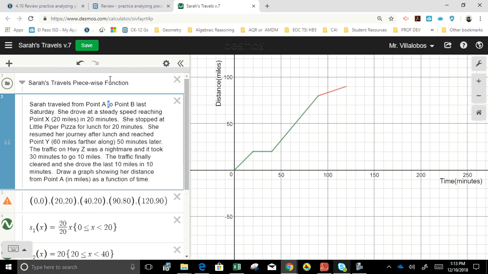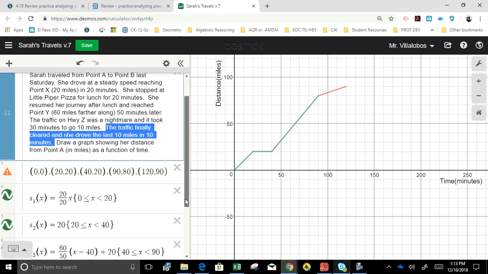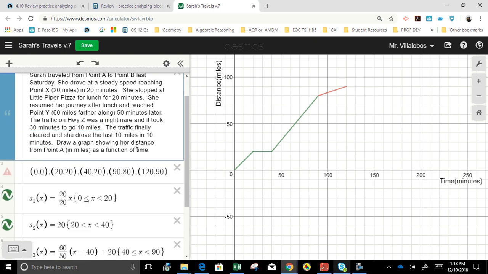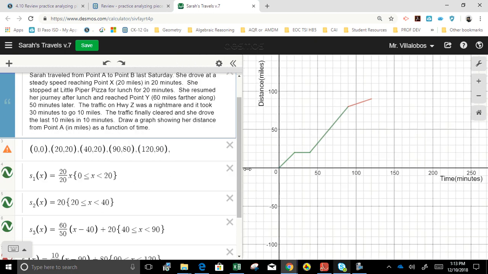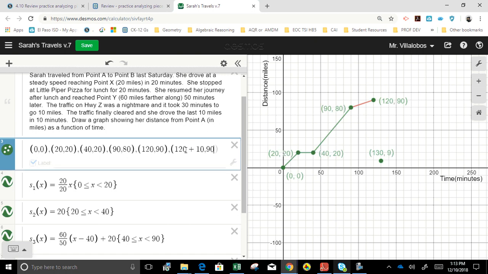The traffic finally cleared up and she drove 10 miles in 10 minutes. That's great. Draw the graph. Been doing that. So we got to add 10 miles to our point here. Oops, undo. Accidental eraser. Stretch it out here. We got to go here and to the 120, we're going to add 10 minutes. And to the 90, I'm going to add 10 miles. Okay, that looks good.